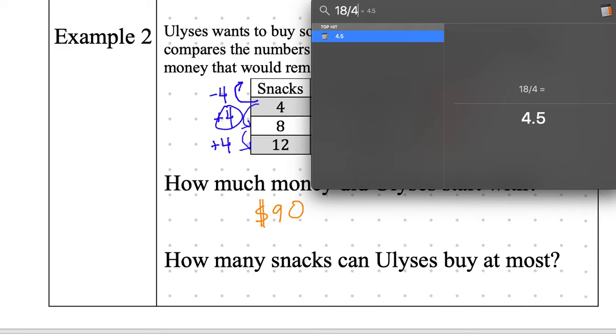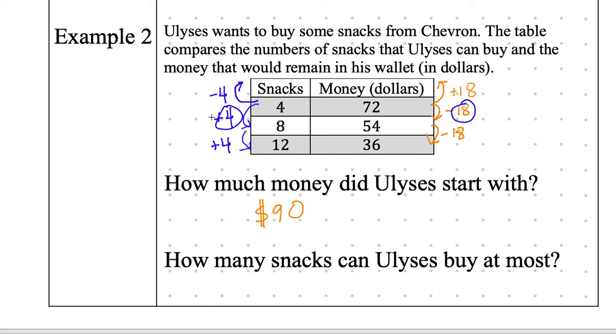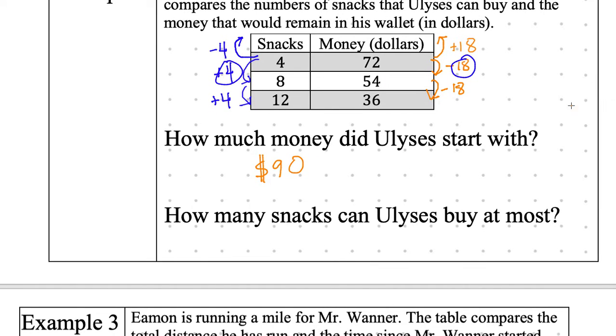4 is $4.50. We know that each snack is worth $4.50. So if I have $90 and I divide by $4.50, that will be the total number of snacks that I can buy. Because on the bottom we have units of money per snack, and when I divide money by money per snack, I'm left with just snacks.